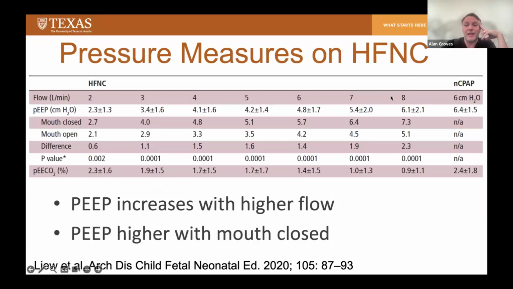And if they were on 8 liters per minute, they were getting a much higher PEEP of about 6. And you should be relieved to see that if a baby was on a CPAP of 6, they were getting a PEEP of 6, as it should be. So higher flow, clearly increasing your PEEP. And then another set of rows here with the mouth closed versus the mouth open. In each case, higher pressure with the mouth closed than with the mouth open.